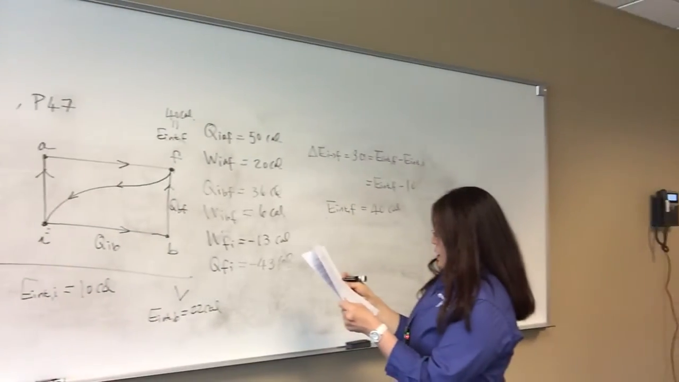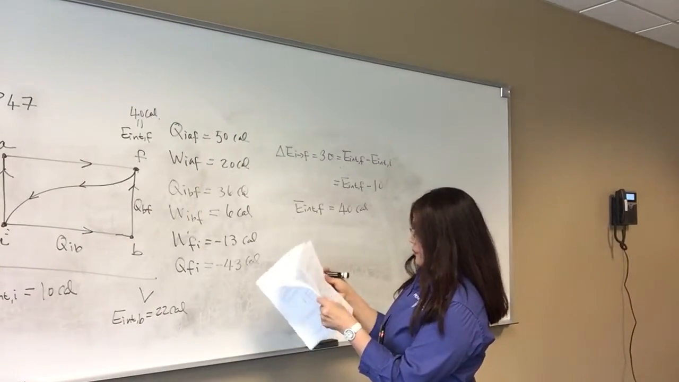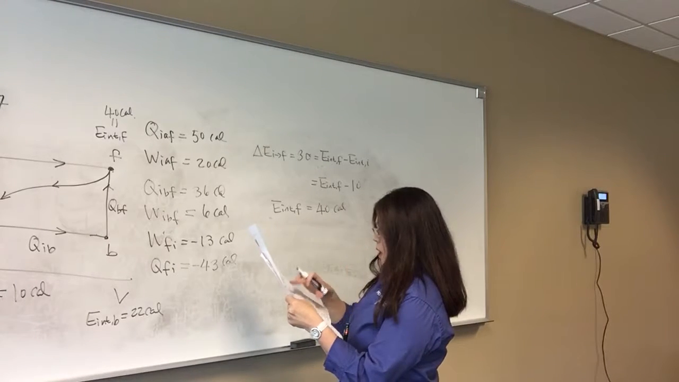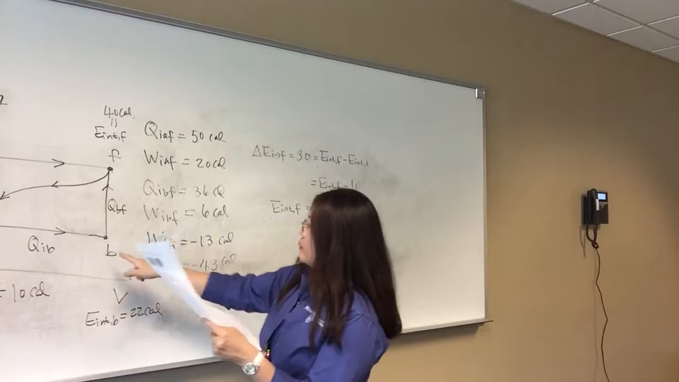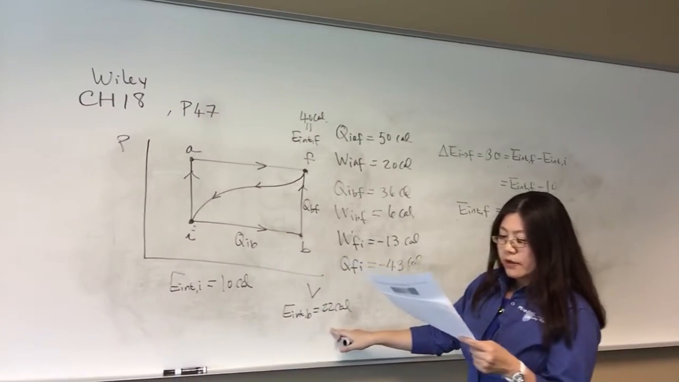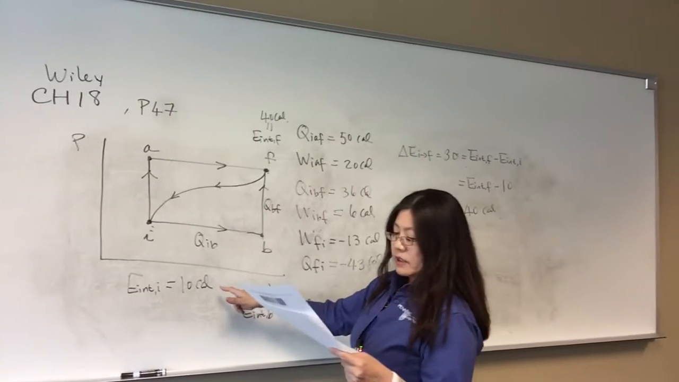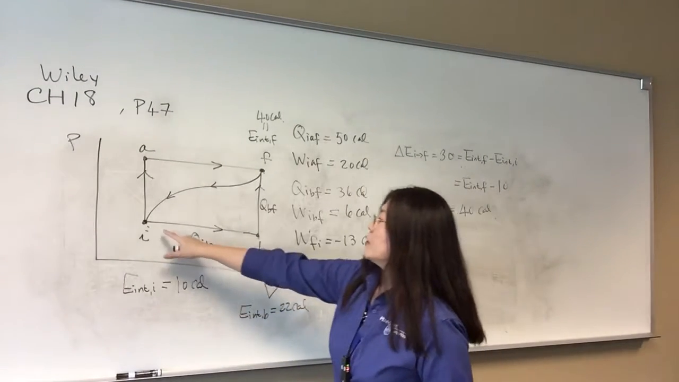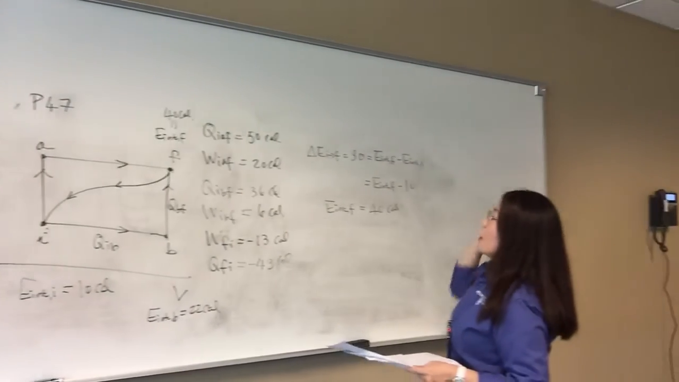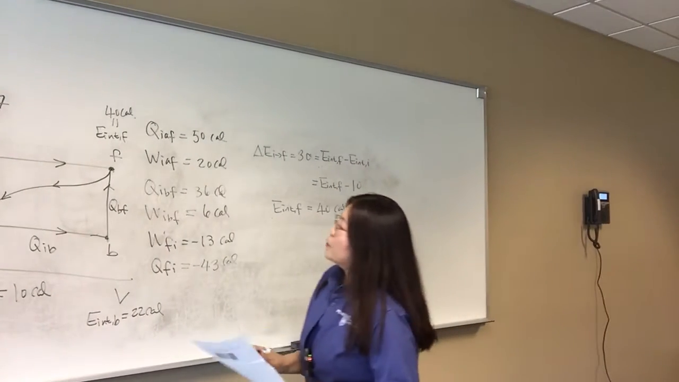Okay, and then, let me see, what else? Now if this point is 22, then we want to find the amount of heat between I and B, and then from B to F. So based on this, how do we account for that?